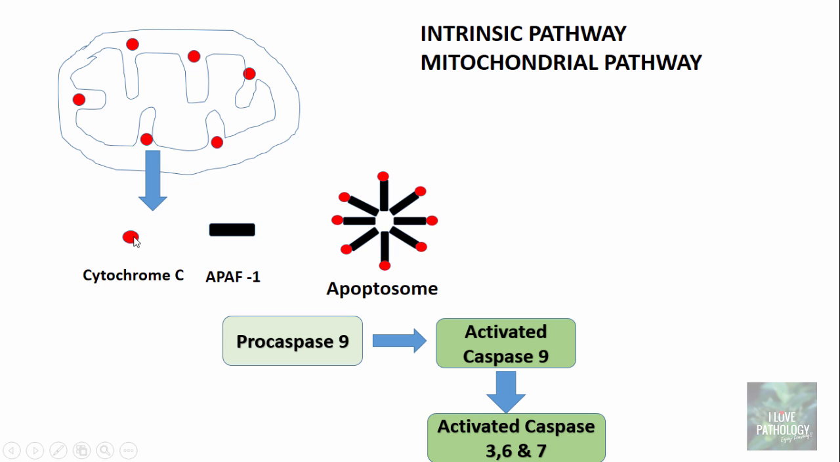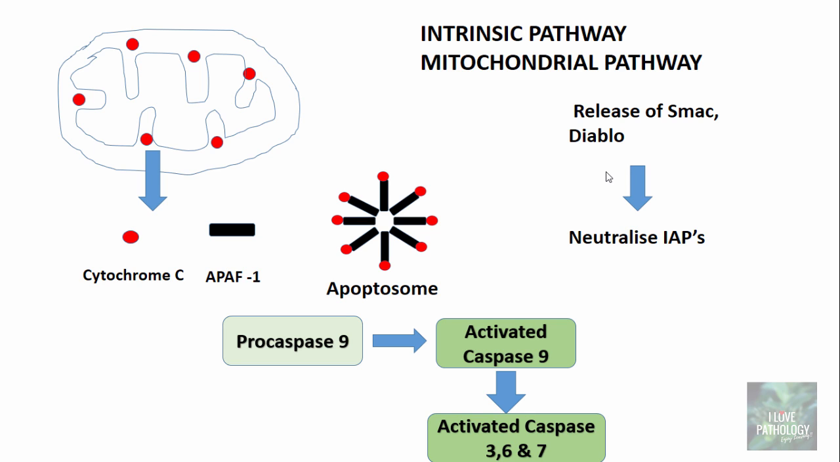Now, let us understand how this cytochrome C comes out of the mitochondria. See, another important mechanism in the intrinsic pathway is the release of some proteins called SMAC, Diablo. These are mitochondrial proteins. Once they are released into the cytoplasm, they neutralize something called IAPs. These are physiologic inhibitors of apoptosis.